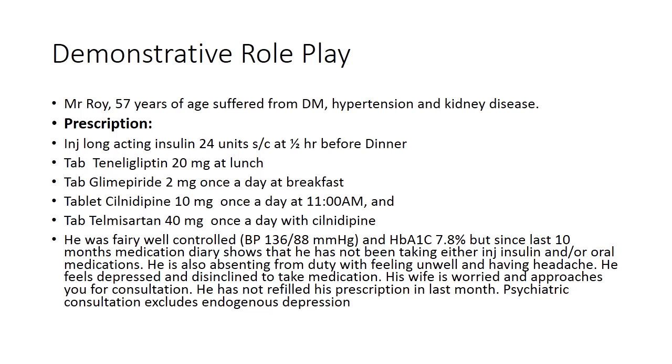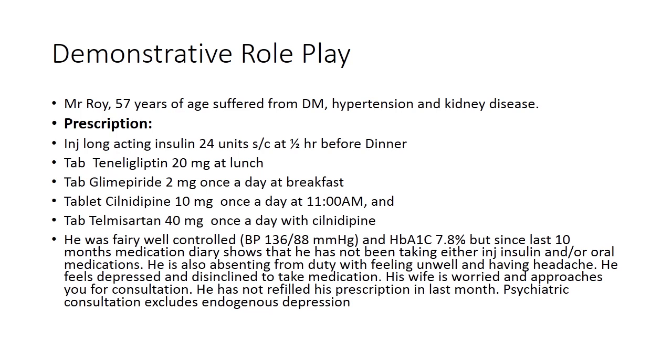Mr. Roy, 57 years of age, suffered from diabetes mellitus, hypertension and kidney disease. These are common chronic disorders, and his prescription includes the long-acting insulin 24 units to be taken at night, teneligliptin 20 mg at lunch, glimepiride 2 mg once a day at breakfast, and cilnidipine 10 mg around 11 am, and telmisartan 40 mg along with cilnidipine. Now he is taking tablets as well as injection for multiple disorders.